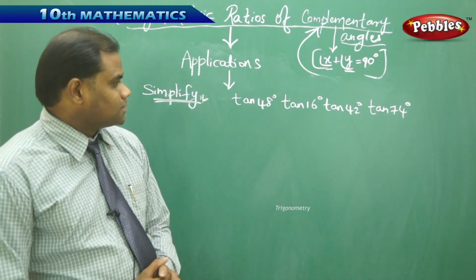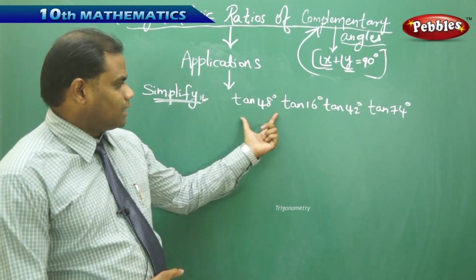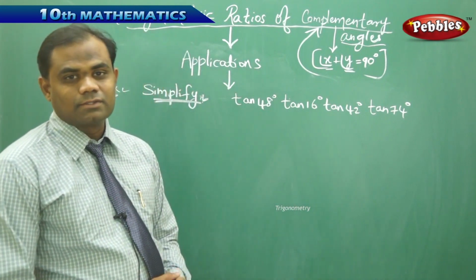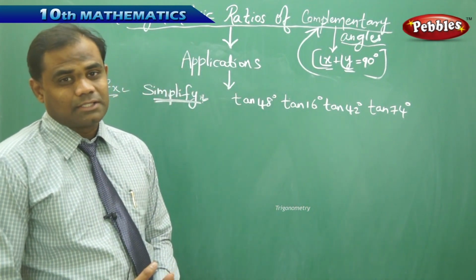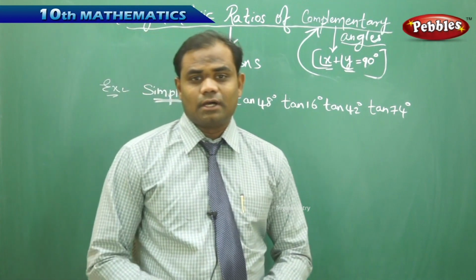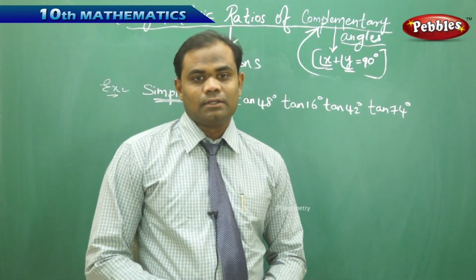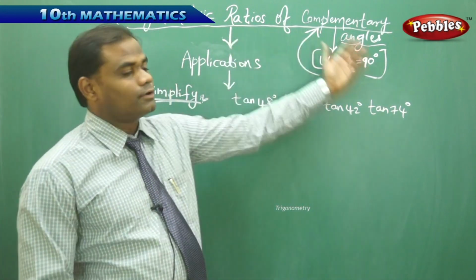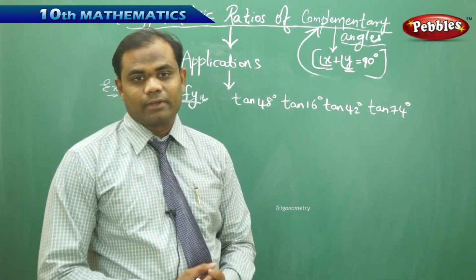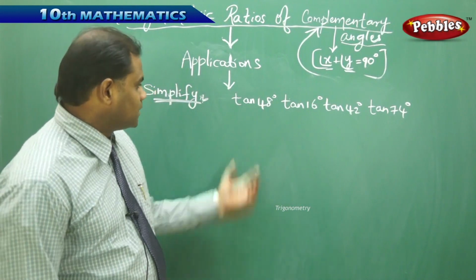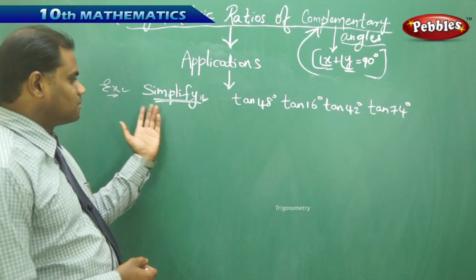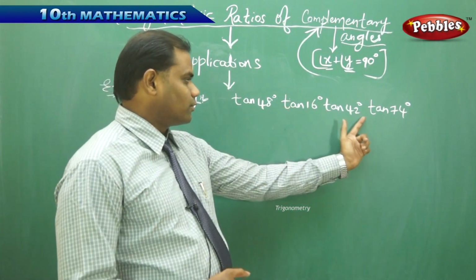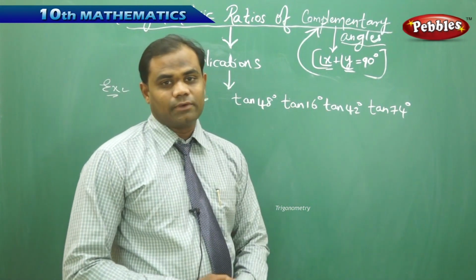Now one of the applications is where I have trigonometric ratios in a product. Generally we try to use the formulae sine 90 minus theta, cos 90 minus theta or tan 90 minus theta. These kinds of problems are simplified more using the topic of trigonometric ratios of complementary angles. So let's see one example problem where I would like to simplify tan 48 degrees times tan 16 degrees times tan 42 degrees times tan 74 degrees.